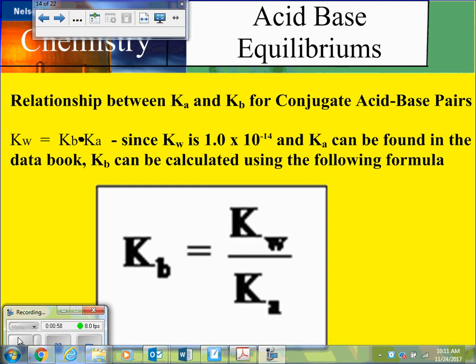So if we can recall from the last lesson, the Ka values for most weak acids are provided in your data book on page 8-9, but the Kb values for the bases are not provided. But we can use this equation to solve for it. So we take the Kw value, which is 1 times 10 to the minus 14, and then divide it by Ka of the conjugate acid.